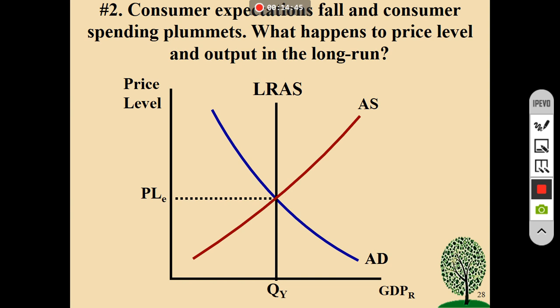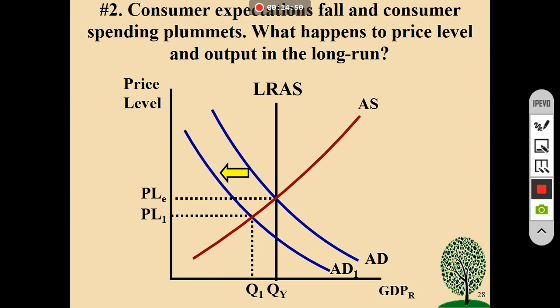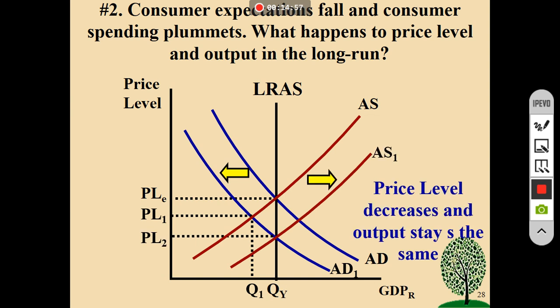Okay, so now we're going to have less consumer spending. We're going to decrease aggregate demand, okay? In the long run, workers will accept lower wages, and we shift our aggregate supply curve back to the long run aggregate supply. So price level decreases and output stays the same.